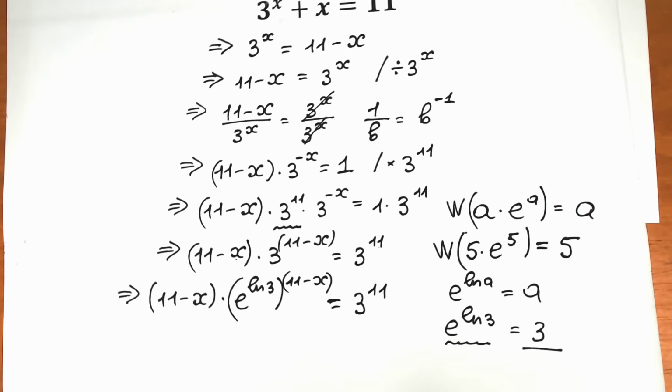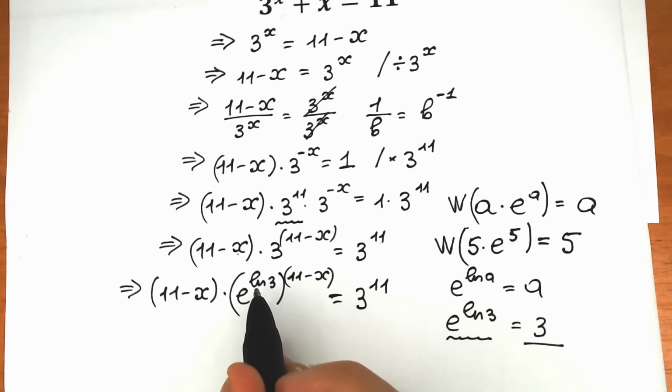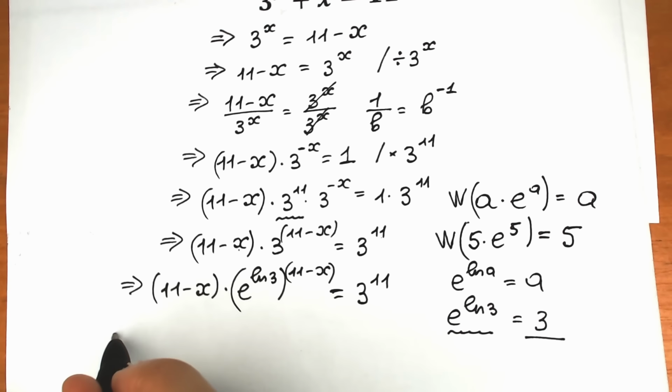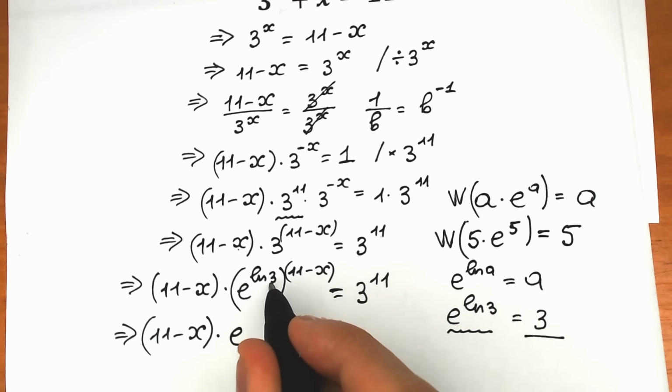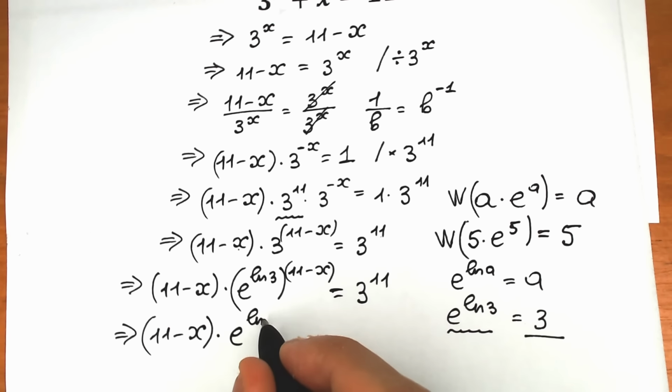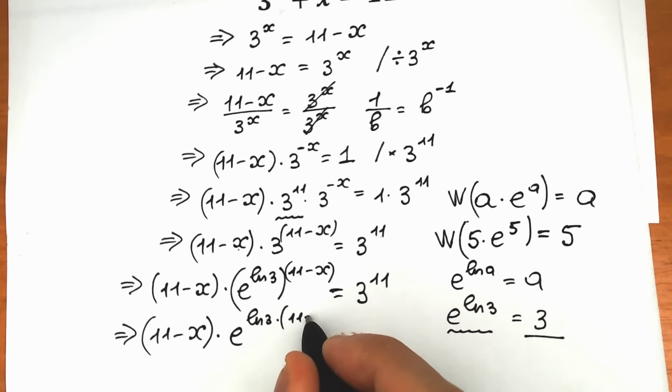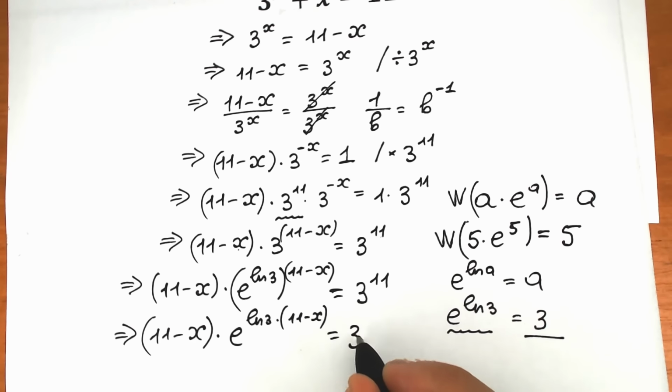Right now, we have the situation like a to the power x raised to the power y. So this is equal to a to the power x times y. We need to multiply this expression by this one if we want to raise this to the power 11 minus x. Okay, so what do we have right here? 11 minus x, so we still have this expression, times e to the power natural log 3 times 11 minus x equal to 3 to the power 11.